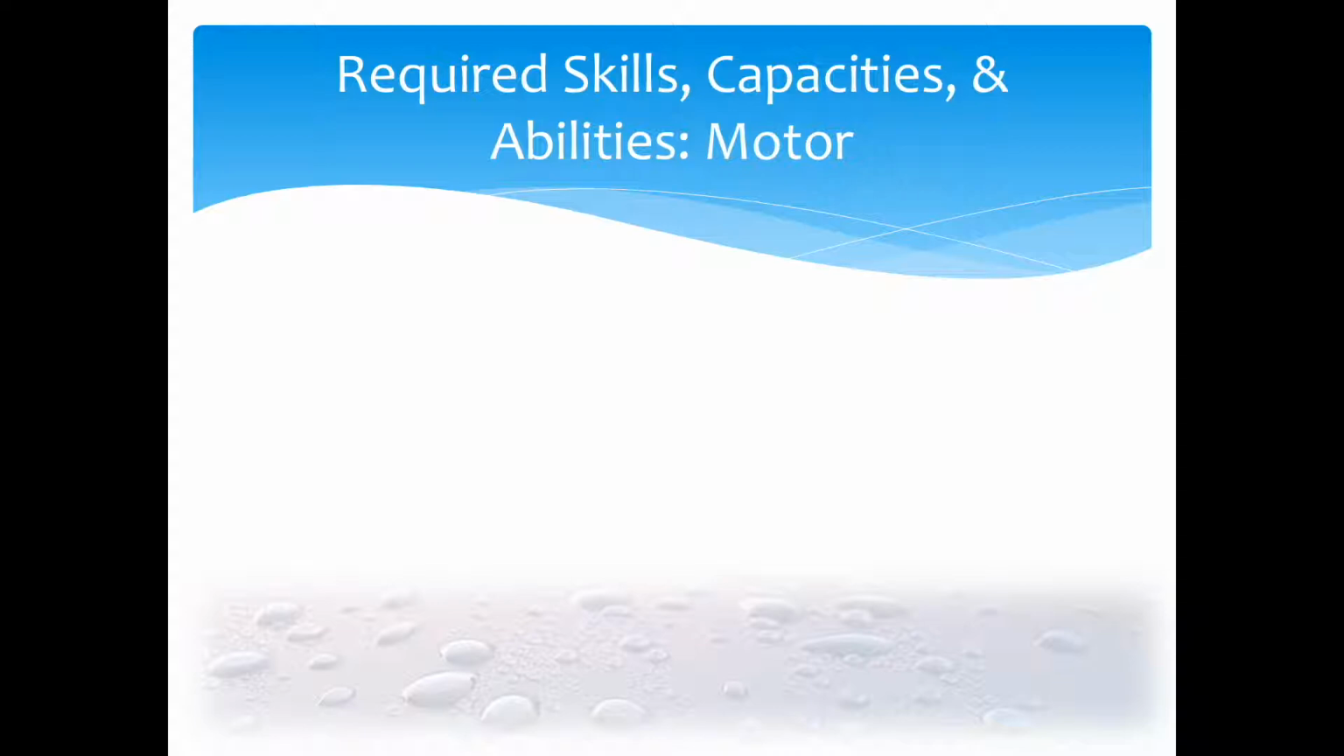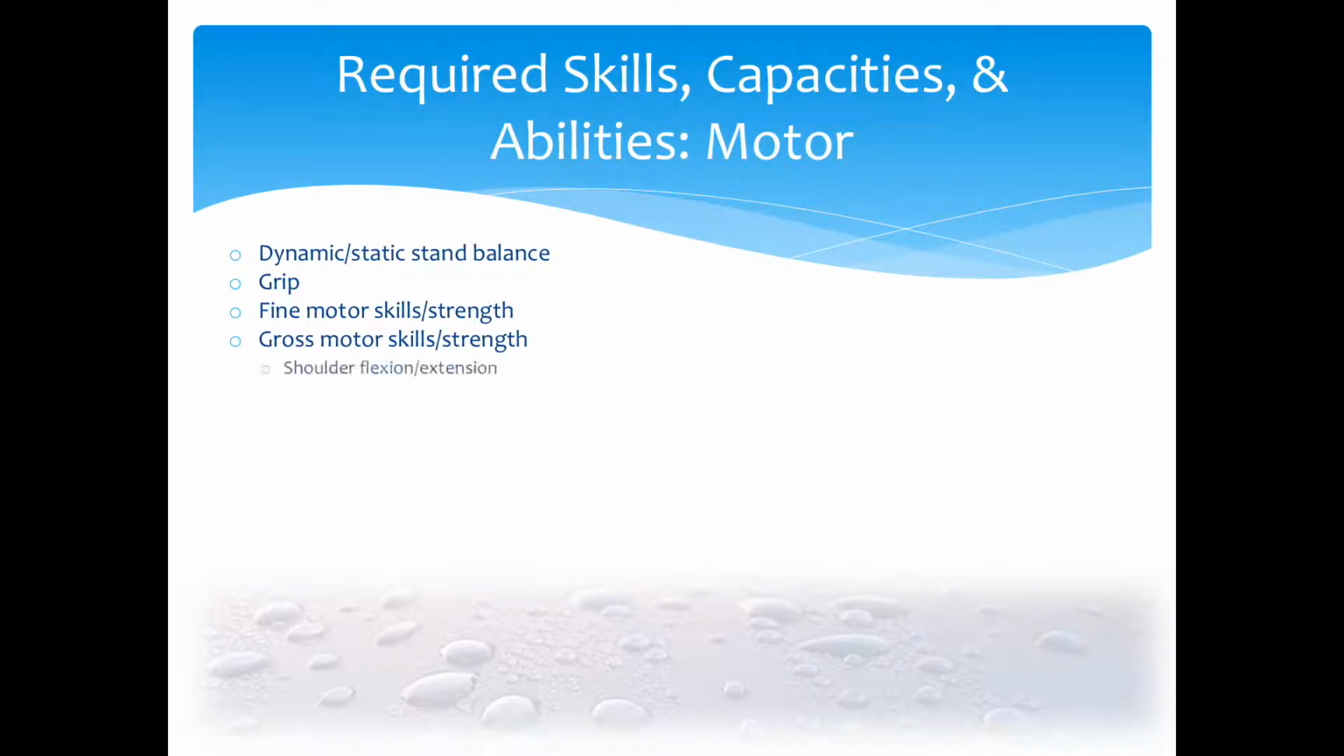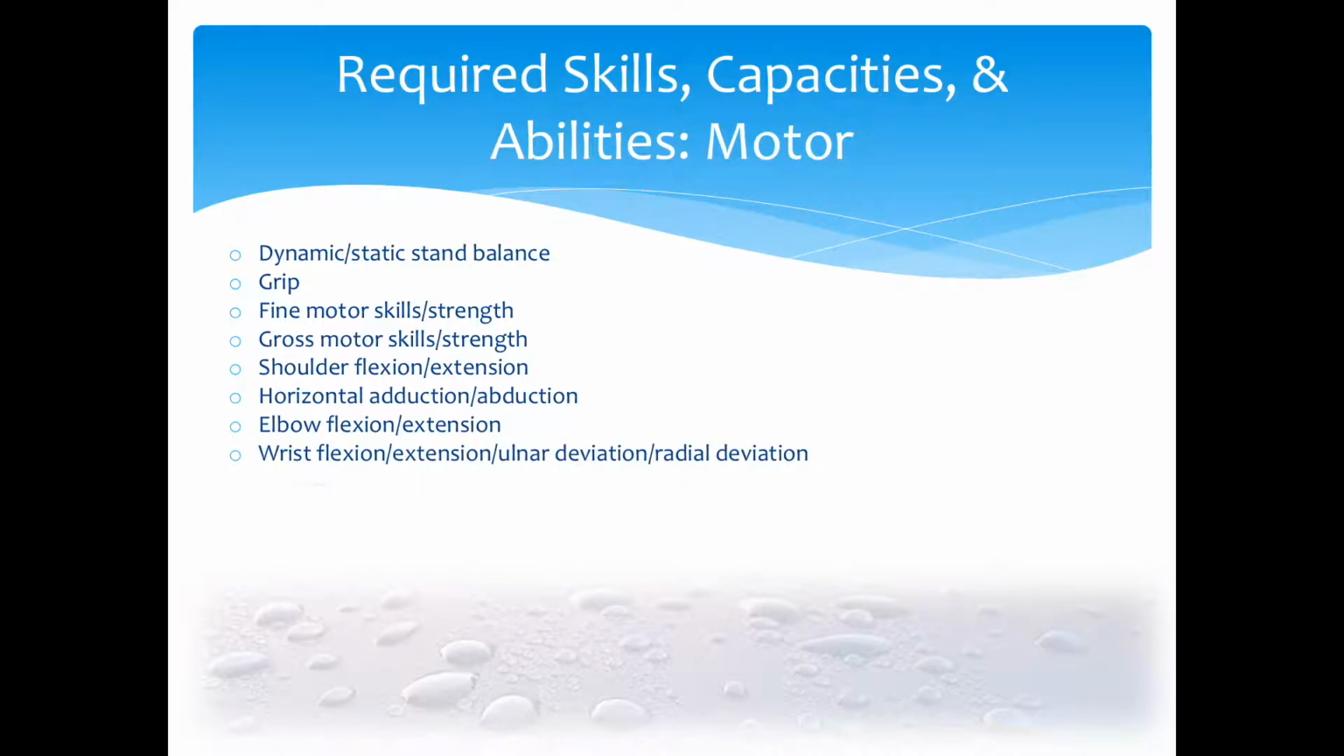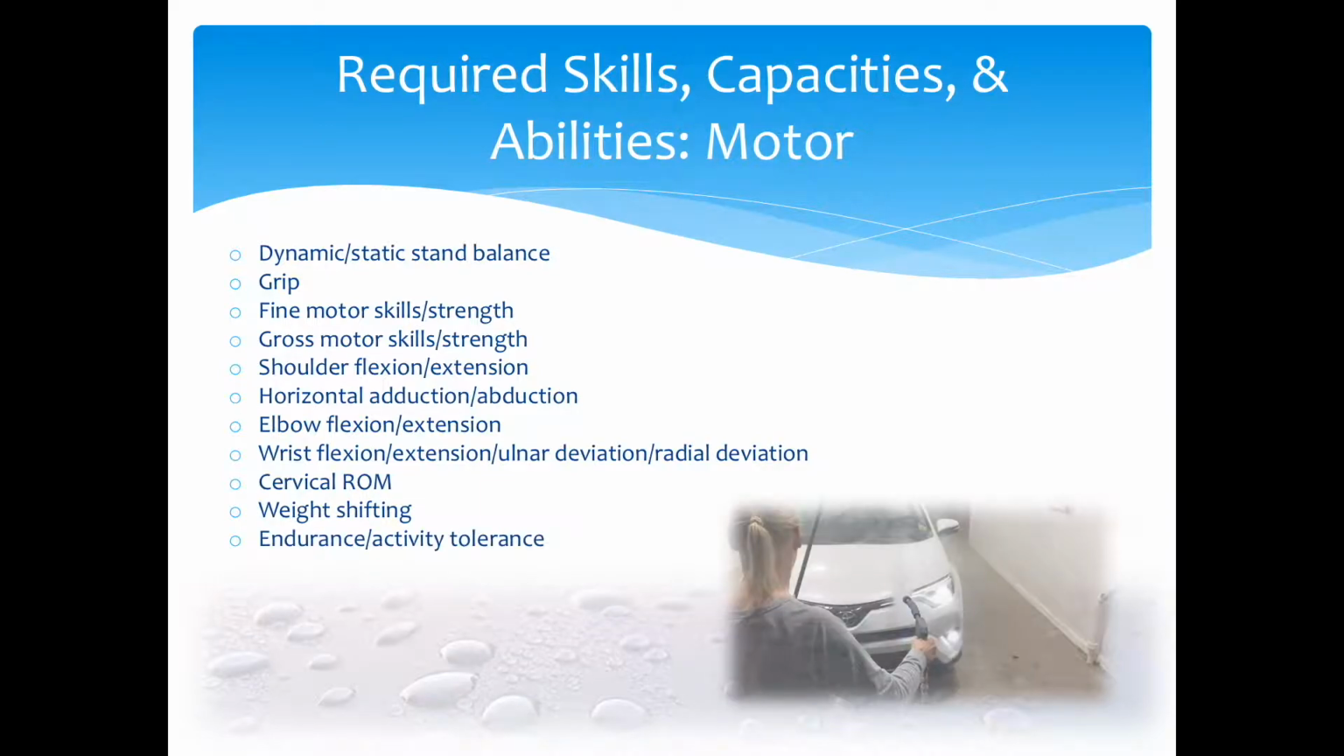When we're looking at what kind of motor abilities and skills that we would need, it's important that we have dynamic and static stand balance, grip, fine motor skills and strength, gross motor skills and strength, shoulder flexion extension, horizontal adduction and abduction, elbow flexion extension, wrist flexion extension, as well as ulnar and radial deviation, some cervical range of motion, the ability to weight shift, and good activity tolerance or endurance.